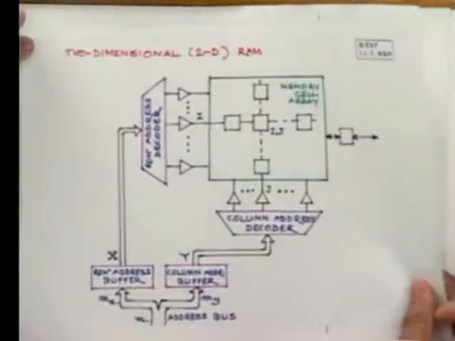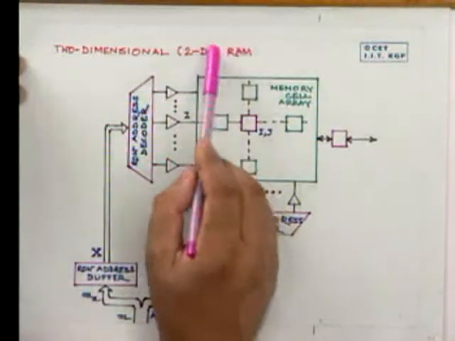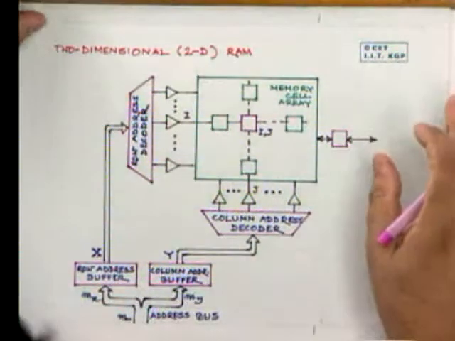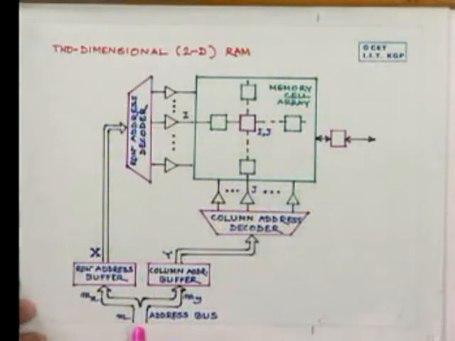Let us come to the two-dimensional or 2D organization of the RAM. Here, what is done is that the address bus, which consists of M lines, is split into two parts. One is of MX width, another is of MY width. For example, if M is 20, it can be 10 and 10, or it can be 12 and 8, and so on. Now, this comes into what we call the row address buffer, and this comes into the column address buffer.